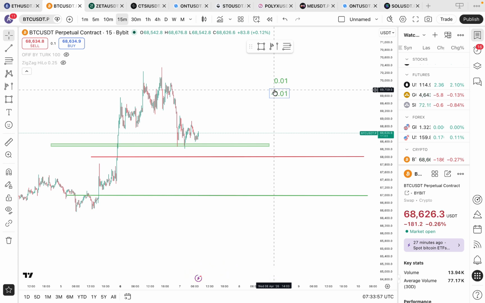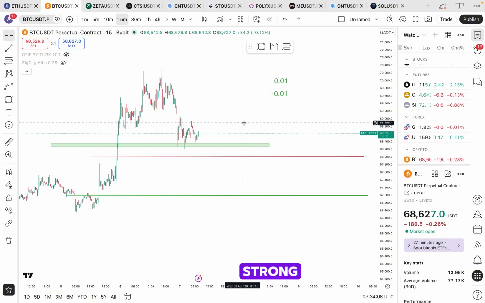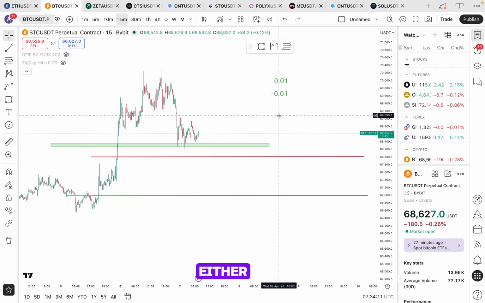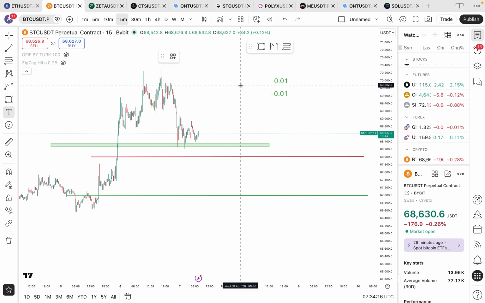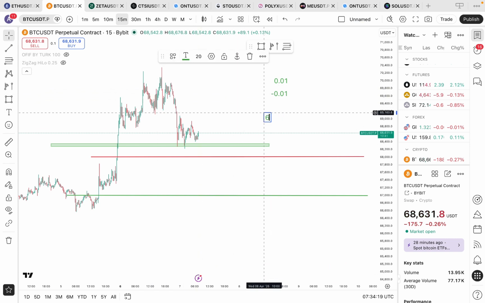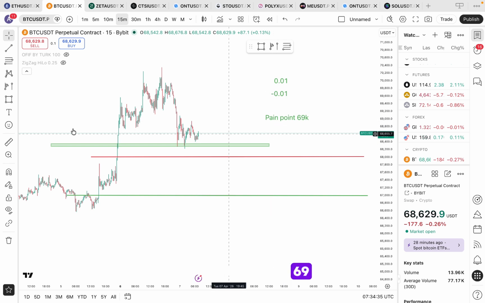I like using pain points for things, because no matter how the level is, market makers want, it's not in their control all the time, but they have strong pressure. They want price to be either 2k above or 2k below that strike price. So today I'm expecting price to be around 69k. Now gamma pain point is 69k. Let me write this. Pain point is 69k.